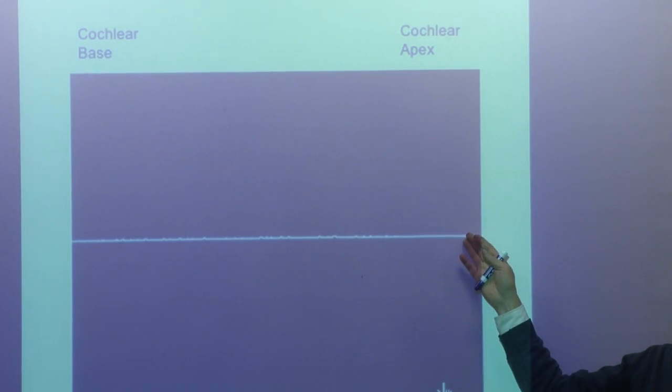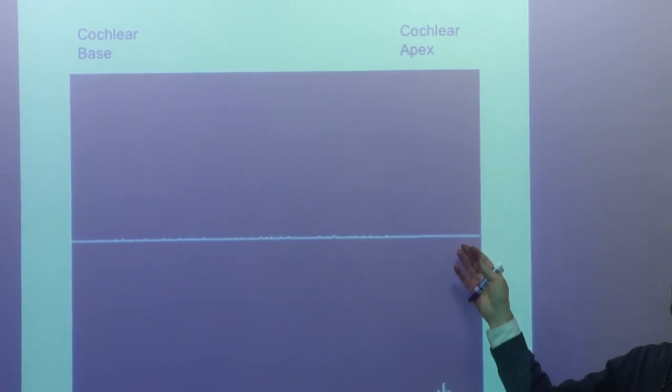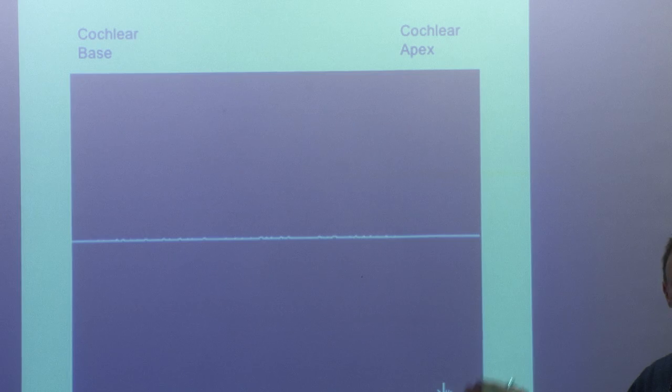Conversely, there are hair cells up here that only respond when the basilar membrane is stimulated with a low frequency, and they tell their nerve fibers to only send action potentials to the brain when there's a low frequency sound stimulus. Okay? So what are examples?